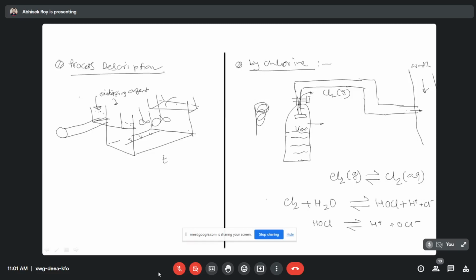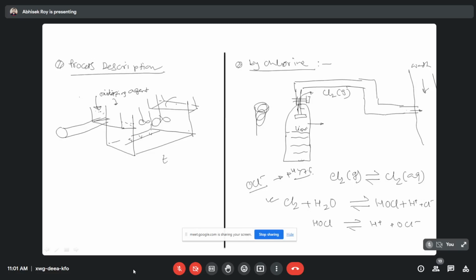Now this first reaction will not happen if the pH is less than 5. So this chlorination process is very much pH dependent, and the chlorine will not react in the water if its pH is less than 5. So its pH should be more than 5. And if its pH is more than 7.5, the predominant form of free chlorine will be OCl minus. So OCl minus will be present in the majority if the pH is greater than 7.5.